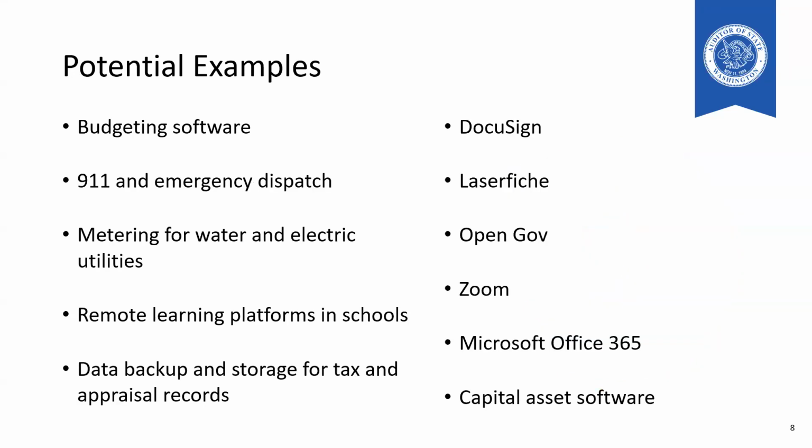Here are a few more ideas of examples to consider looking at. If you have any budgeting software, 911 or emergency dispatch systems, meter reading software, remote learning platforms, data backup and storage, even contracts for things like DocuSign, Laserfiche, OpenGov, Zoom, or Microsoft Office 365. Really, any software that you're paying for, you should add that to your list of contracts to evaluate to determine if it's a SBITA.